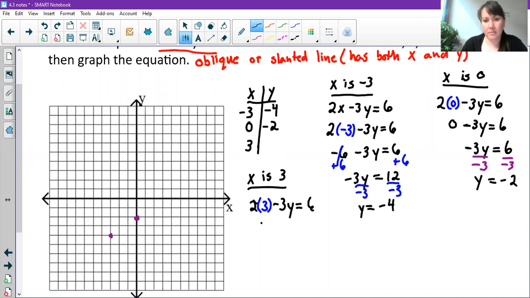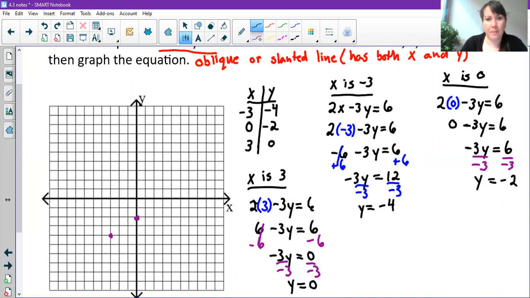Do your multiplying. We need to take that 6 over to the other side. It's a positive 6, so that means I need to subtract 6. And then divide by -3. 0 divided by anything is 0. So that means I have another point at 3, 0. 1, 2, 3 on the x, 0 on the y.